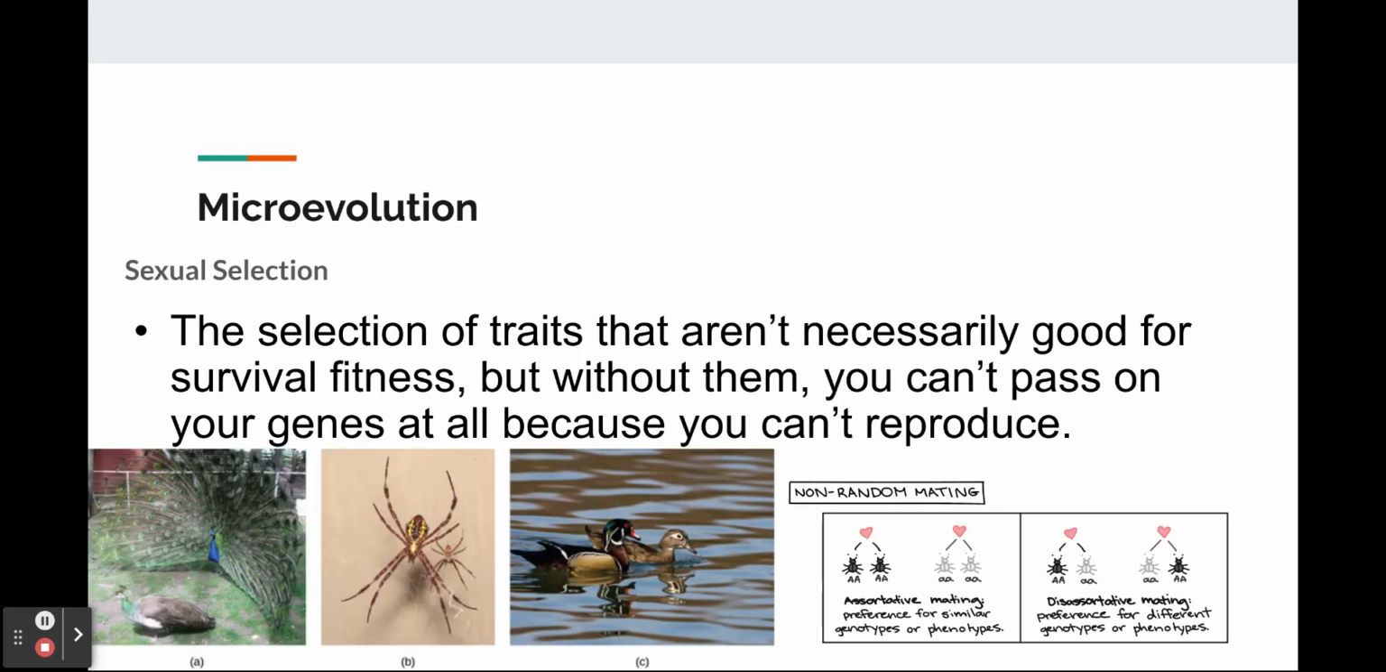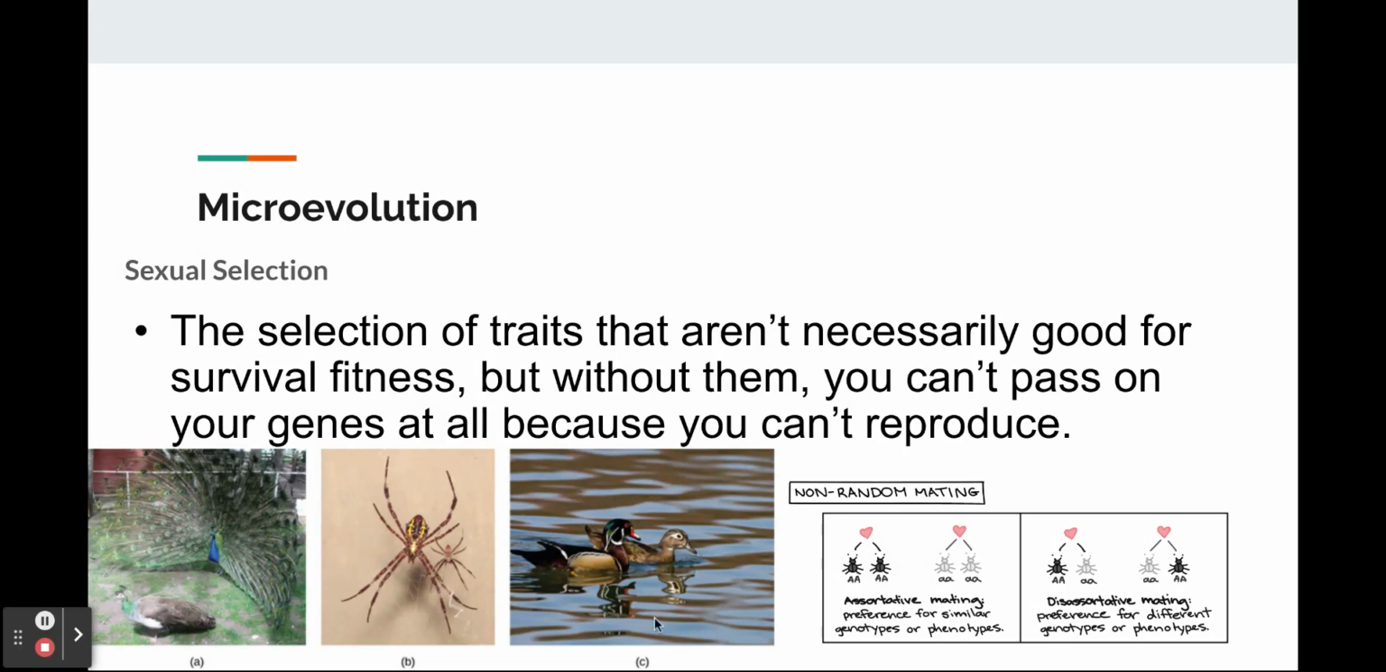Sexual selection, then, or non random mating, is the selection of traits that are preferred, but not necessarily good for fitness, right? So, females are going to choose who they want to reproduce with, but those traits aren't necessarily going to help survive, right? So, if we think of peacocks, they have these nice, big, beautiful tail feathers. That helps them be selected to mate and reproduce, but it hinders them. It makes it harder for them to get away from predators and run from or hide from predators, right?